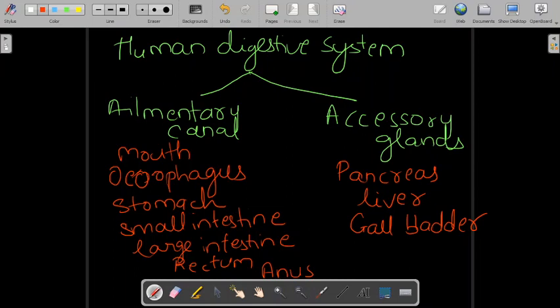Okay, so the human digestive system is divided into two parts: the alimentary canal and accessory glands. In the alimentary canal you have mouth, esophagus, stomach, small intestine, large intestine, rectum, and anus. Whereas in accessory glands you have pancreas, liver, and gallbladder. All this together helps in the digestion of complex insoluble substances into simple soluble substances. Now we are going to study in detail about each and every organ, what their function is, and how it helps in digestion. Okay, let's start.